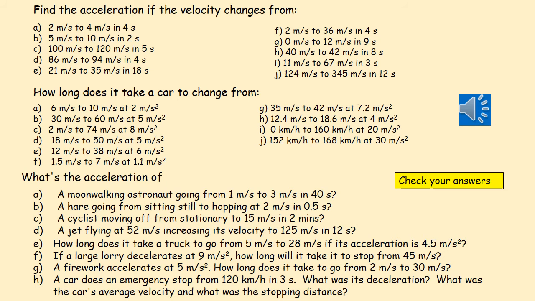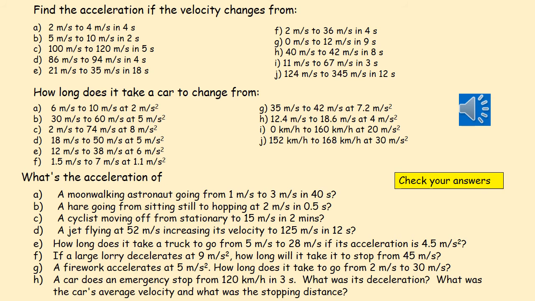First set of questions, the units are all meters per second squared because it's asking for accelerations. A will be 2 divided by 4, giving you a half. B, 5 over 2, giving you 2.5. C is 20 over 5, giving you 4. D will be 8 over 4, giving you 2. E is 14 over 18, giving you 0.7 recurring. F is 34 over 4, giving you 8.5. G, 12 over 9, giving you 1.3 recurring.